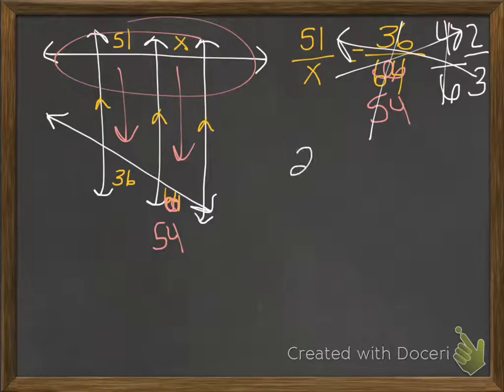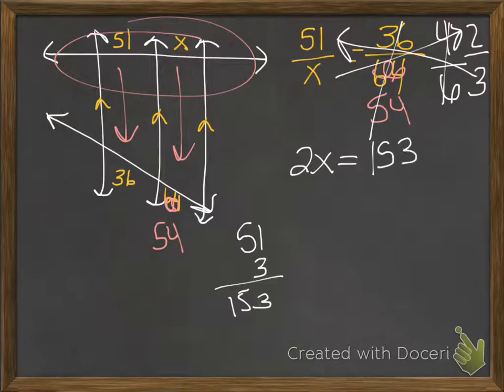2x equals 51 times 3 is 153. Good. I'm just making sure. Calm down. You're absolutely right. Are we okay? All right. What do I do now? You're going to divide 153 over 2. All right. So x is going to give me what? It's going to give you 76.5.